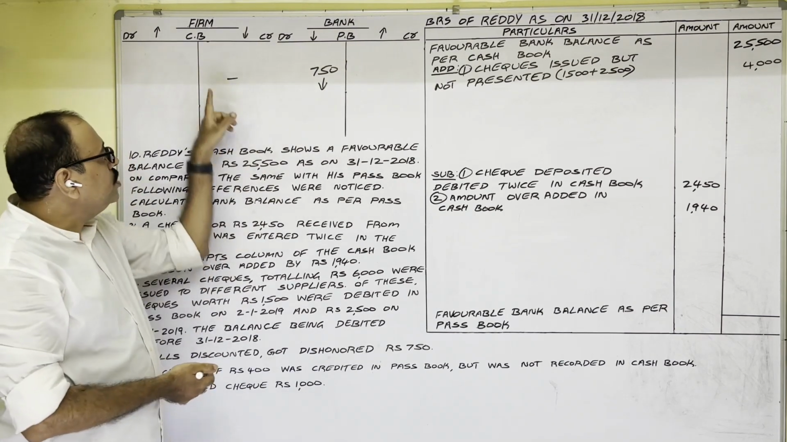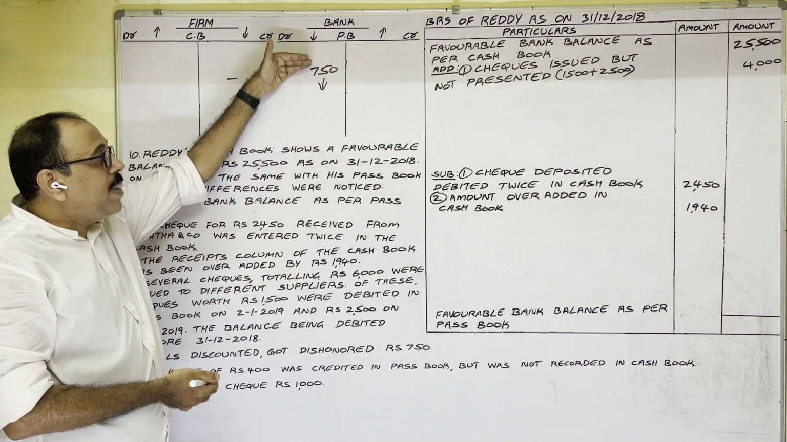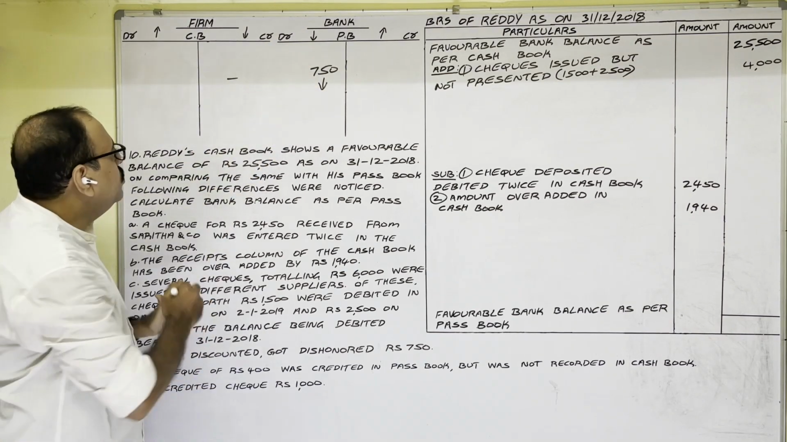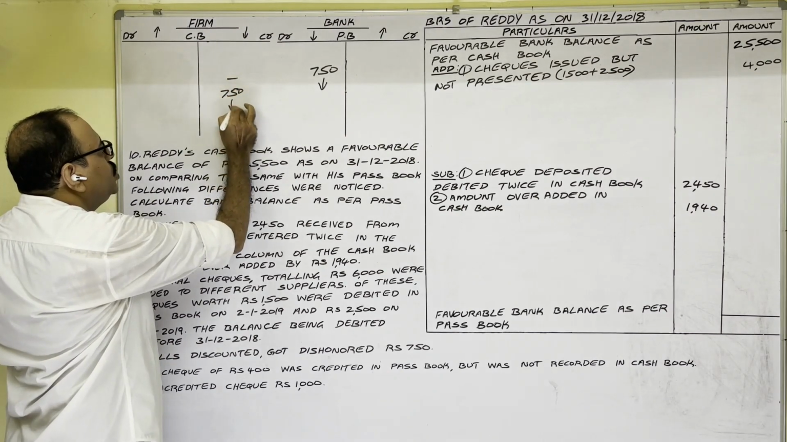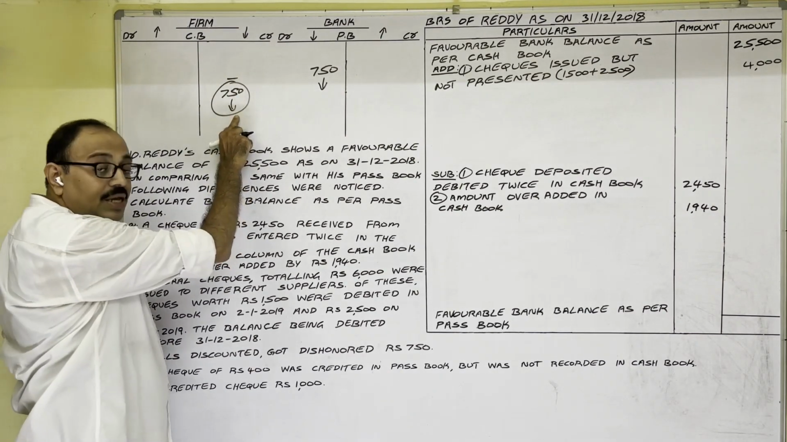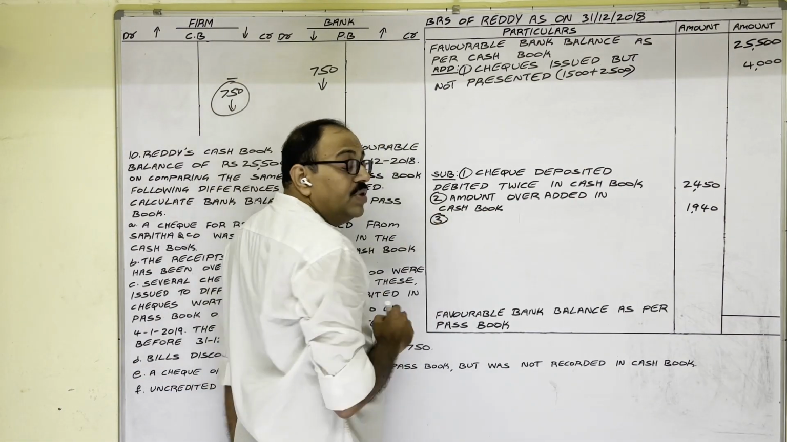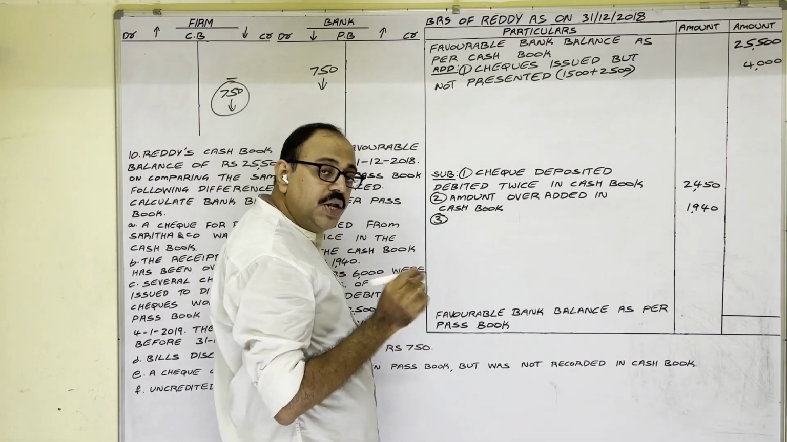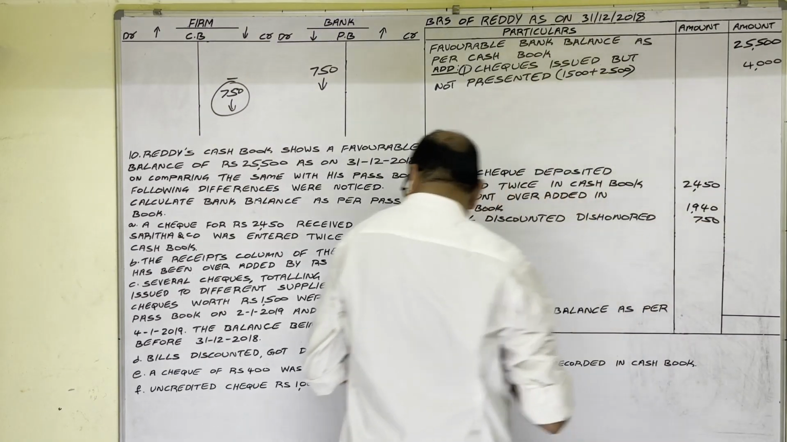Now, the cash book balance is given in the question. No? The rule is: adjust the cash book as per the passbook. As per the passbook, the bank balance is decreased, so we should also decrease it in the cash book. 750 we should credit. The answer came as decrease, meaning subtract. The sentence, same sentence we'll write: bill discounted, dishonored. Amount in inner column 750 rupees.